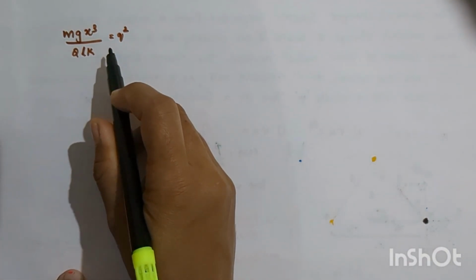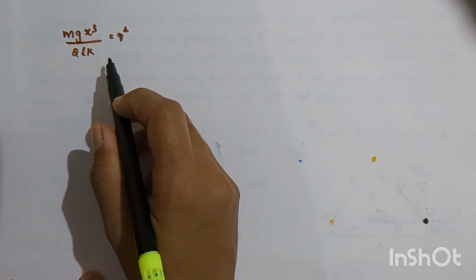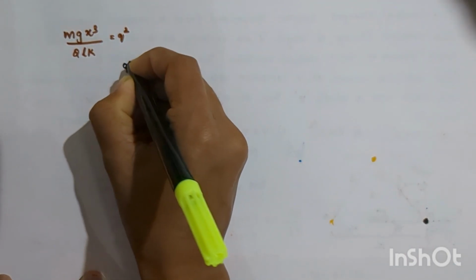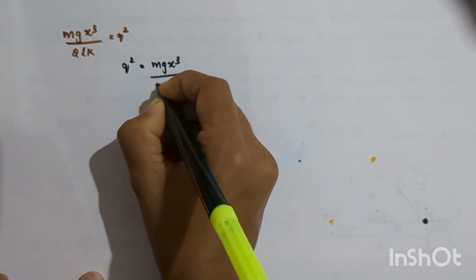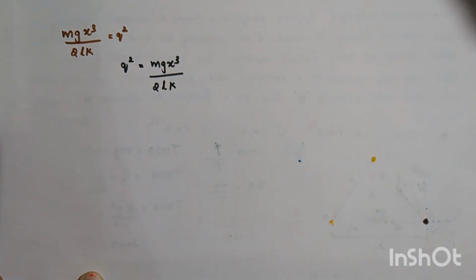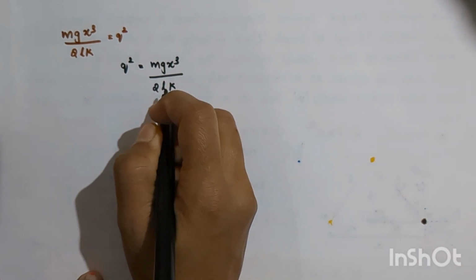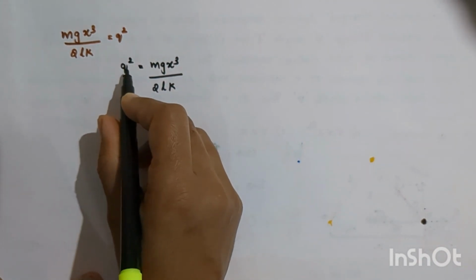So you see, we got one such equation: mg x cube divided by 12k is equal to q square. Or this can be written as q square is equal to mg x cube divided by 2lk. Now I am going to differentiate both sides of this equation with respect to time.